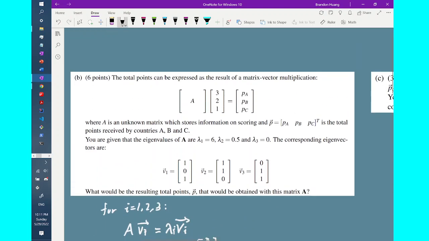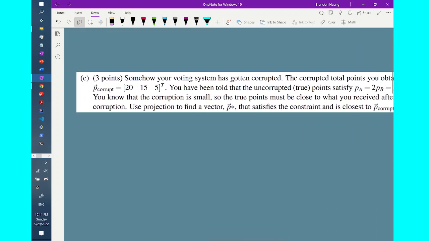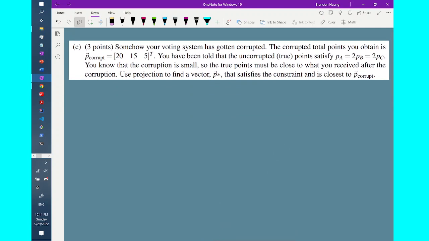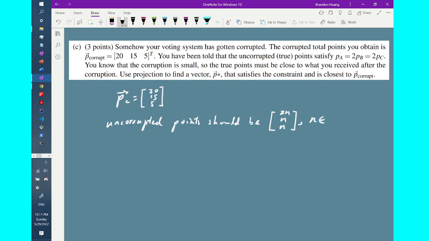So now that we have solved part B with some eigen stuff, we just have part C left, which tells us that our voting system has been corrupted. So the corrupted total points we obtain is in this vector, which is P corrupt. I'm just going to write it as PC for shorthand. And we are also told that the uncorrupted points should be such that the vector is about (2n, n, n), for n being a real number.